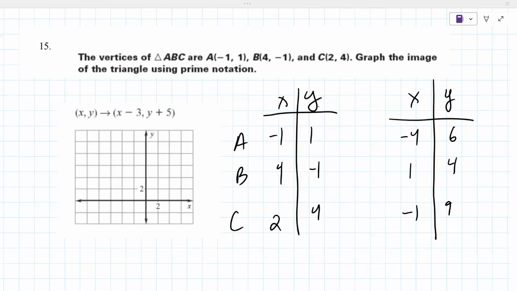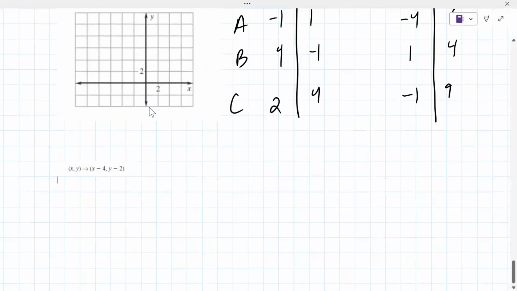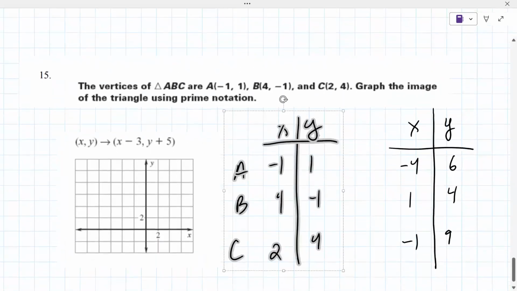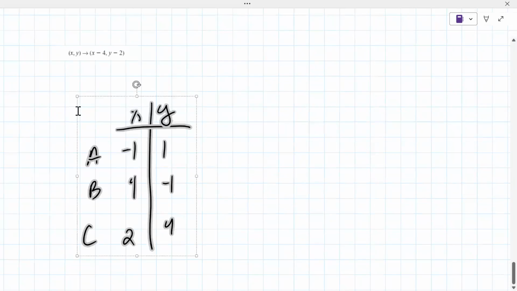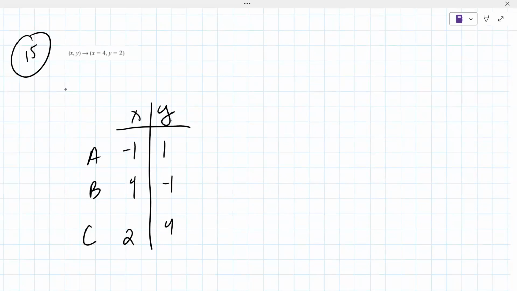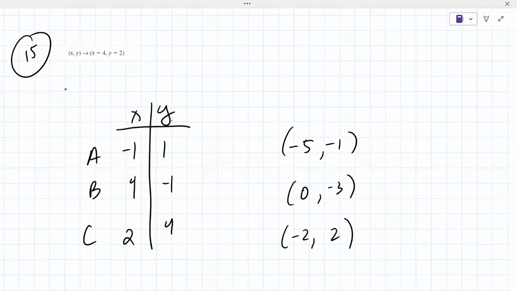Let's have you do the next one on your own. Okay, let me grab these points here. So why don't you try this one on your own? Let me know what you come up with. Okay, so A prime is -5 and -1. B prime is 0 and -3, and C prime is -2 and 2. Good, really good.